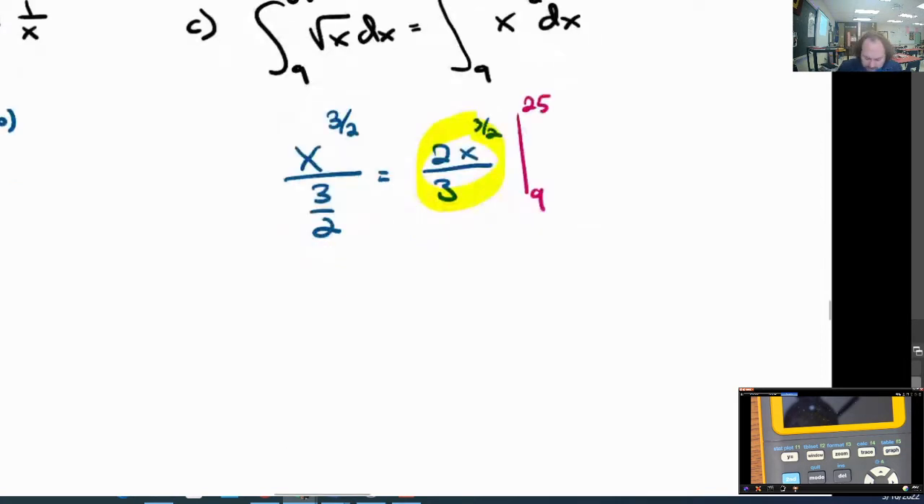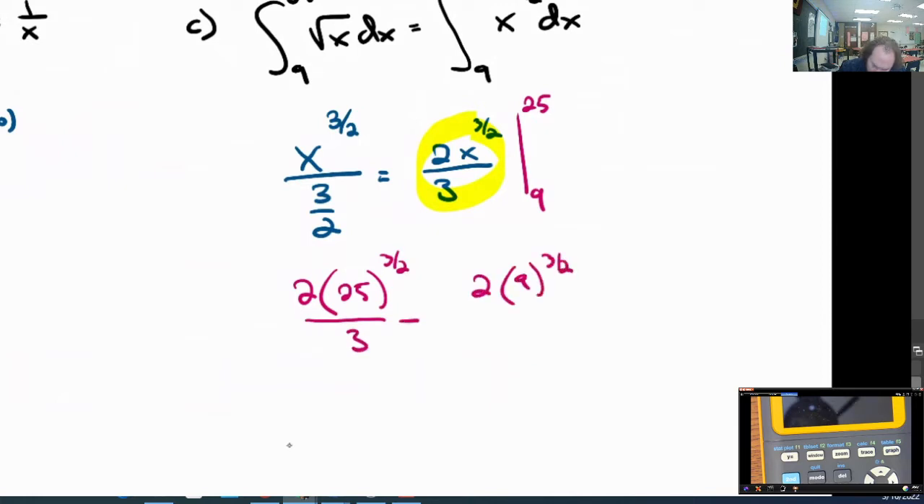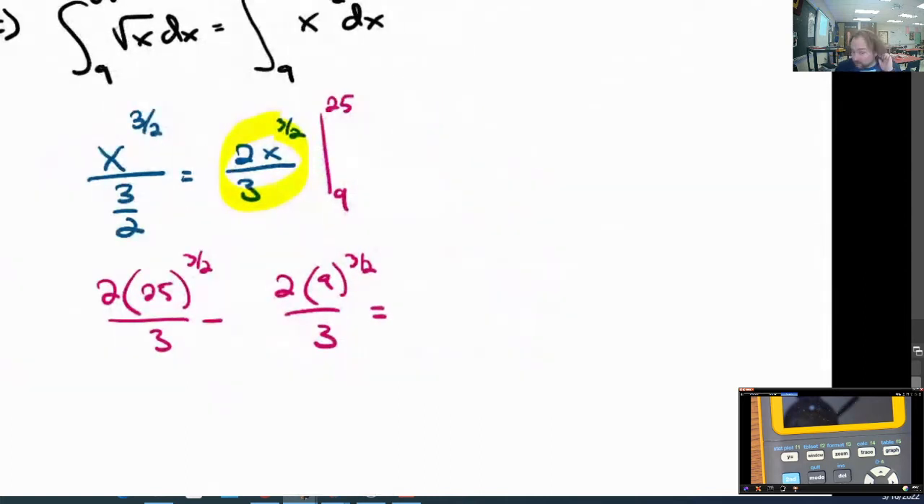It's not going to be too terrible because 25 and 9 are perfect squares. So 2 times 25 to the 3/2 power over 3 minus 2 times 9 to the 3/2 power over 3. We'll try to simplify this as much as we can before going to a calculator if we need to, but we won't. Over on the left, 25 to the 1/2 power is 5, and 5 to the 3rd power is 125. And so we have 2 times 125 over 3. Over on the right, 9 to the 1/2 power is 3, and 3 to the 3rd power is 27.